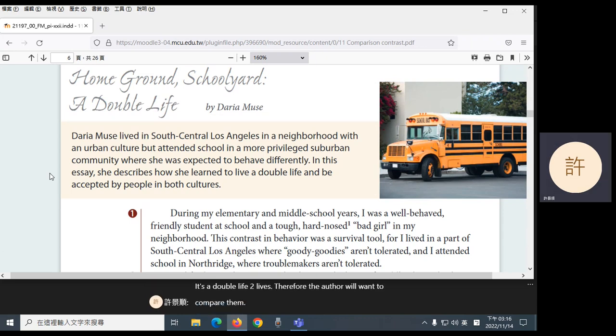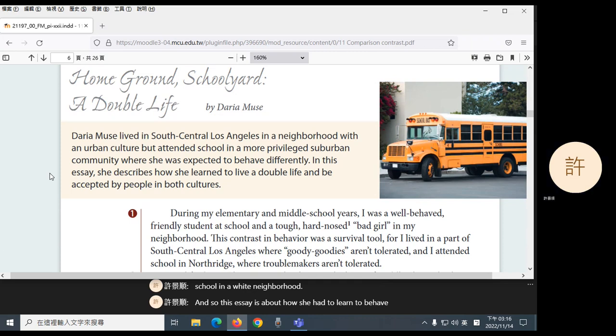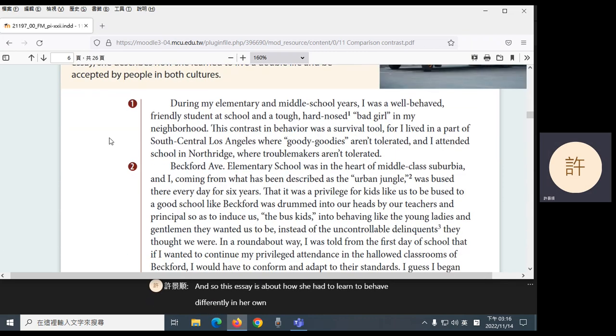By Daria Muse. So this essay is about the author, who is a Black woman. She grew up in a Black neighborhood, but she went to school in a white neighborhood. And so this essay is about how she had to learn to behave differently in her own neighborhood and at school.